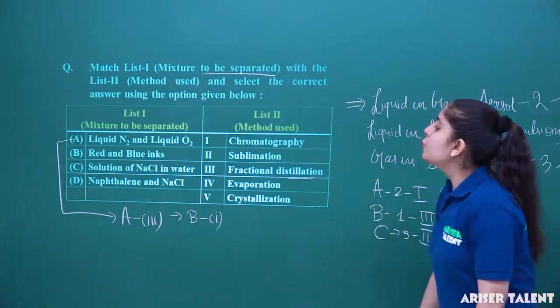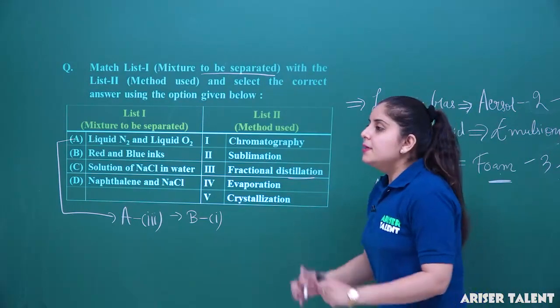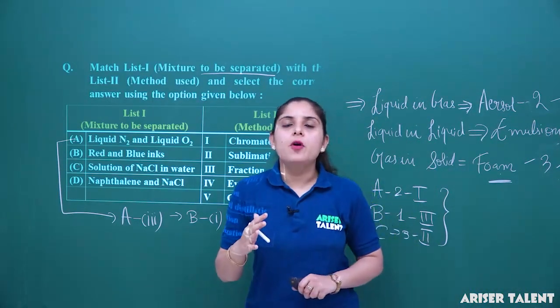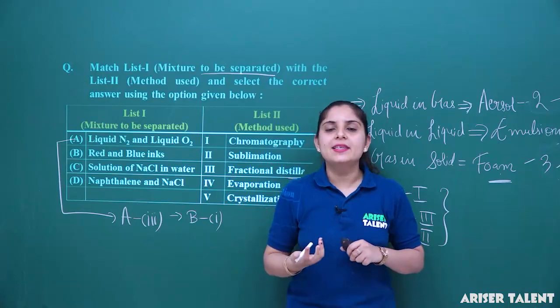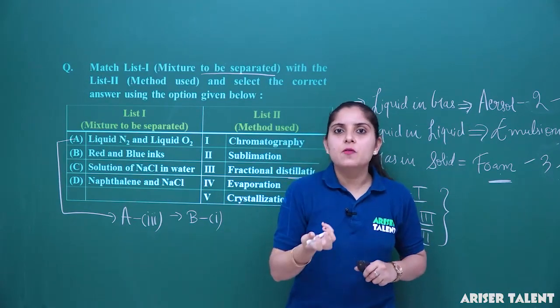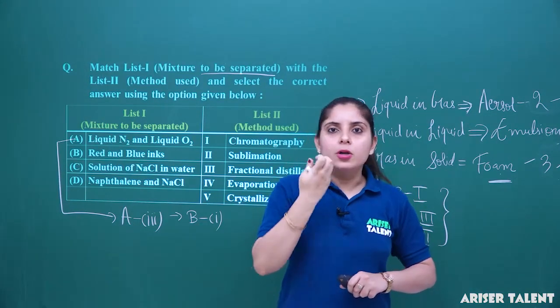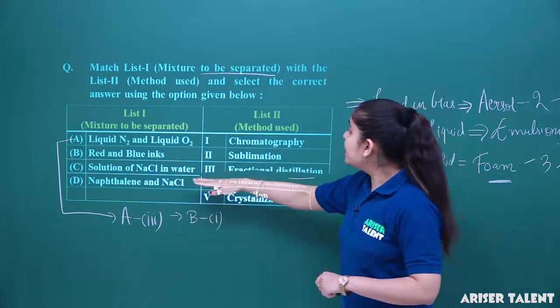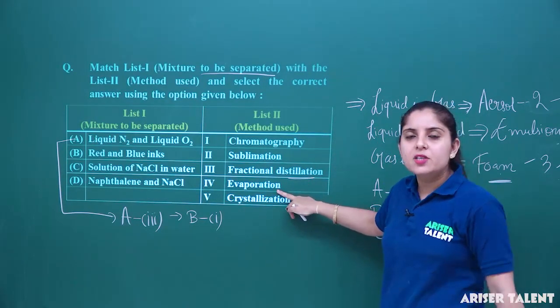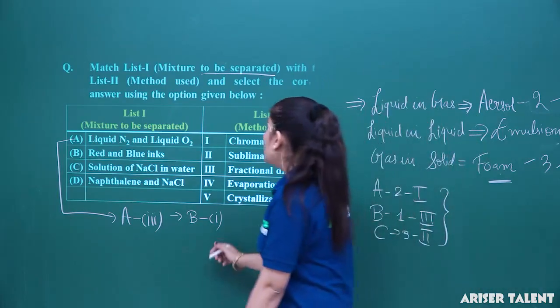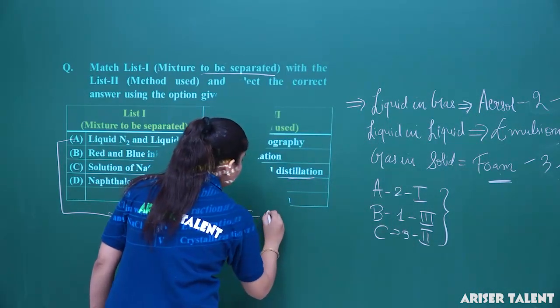Next part, solution of NaCl in water. Suppose NaCl is dissolved in water. When I heat NaCl with water, you can get crystals of NaCl separated at the bottom of the container. So NaCl in water can be separated by the process known as evaporation. So C4.